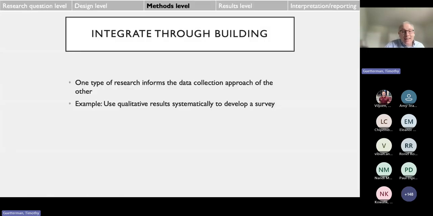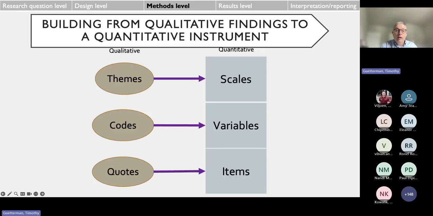So building then is the final form of integration at the methods level before we move on to the results level, where one type of research is informing the data collection approach of the other. So for example, we might be using qualitative results in a very systematic way in order to develop a survey. So let me just show an example of what that could look like. So we have our qualitative results, and we're using those to inform the quantitative survey.